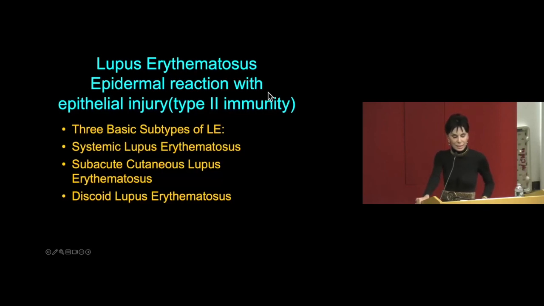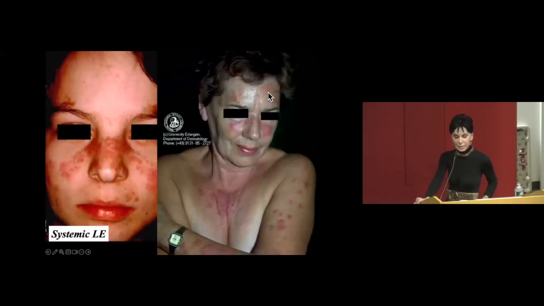And there are three basic subtypes of lupus. We have systemic lupus, subacute cutaneous lupus, and discoid lupus erythematosus. And here is an example of a patient who has a photodistributed rash with malar erythema. Very typical in lupus is that the epidermal injury, which is antibody-mediated, occurs in the context of sun exposure.